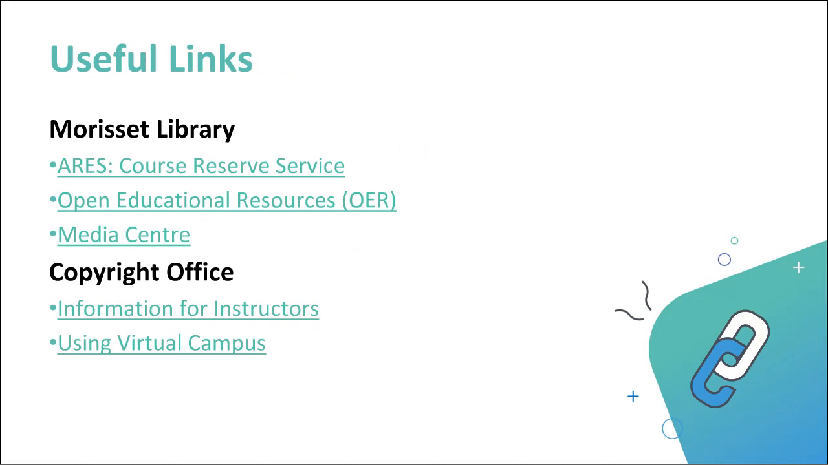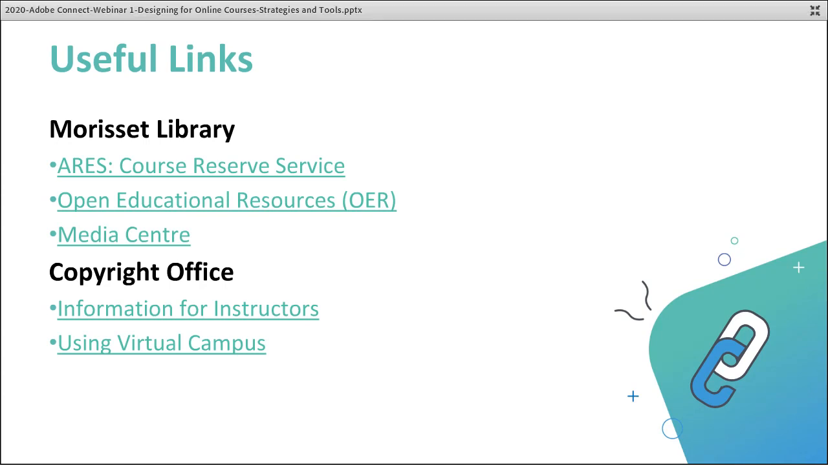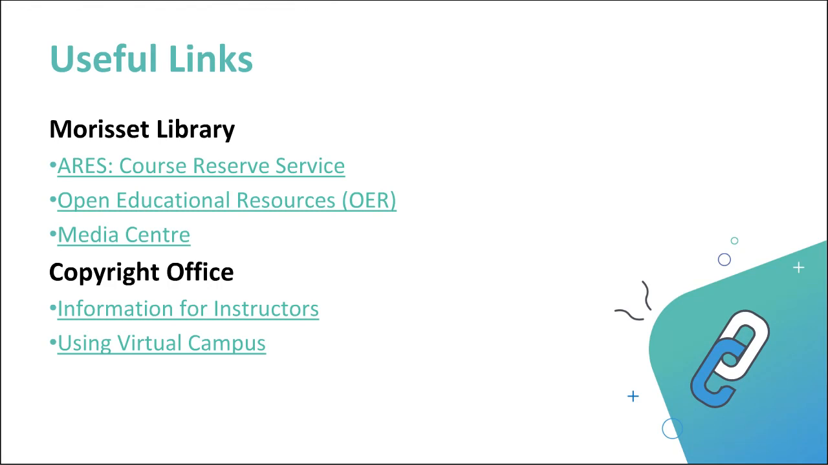And then a couple useful links before we open it up to questions. The ARIES Course Reserve Service, open educational resources. We also have a media center at the library, so our media librarians can help you find media for your course. There's the Copyright Office at the University of Ottawa, so if you're not sure if the material that you're using is appropriate or not, or maybe you're taking too much, or you're not sure of the particular copyright restrictions or Creative Commons restrictions and what they mean, this is the website to go to. There's a lot of valuable resources for you in terms of what's feasible to do for a face-to-face class, as well as online and within virtual campus.